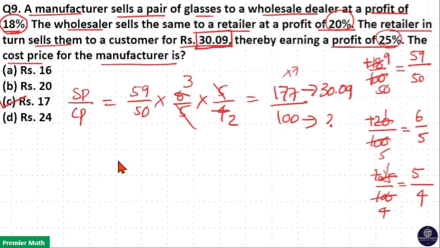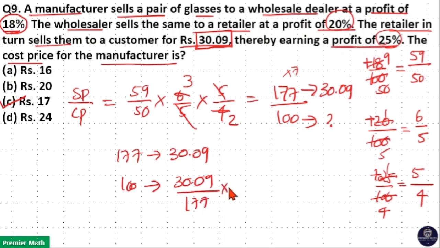So here 177 parts is 30.09. Then 100 parts is 30.09 divided by 177 into 100. Now this goes 17 times. 177 goes 17 times in 3009. So option C is your answer.